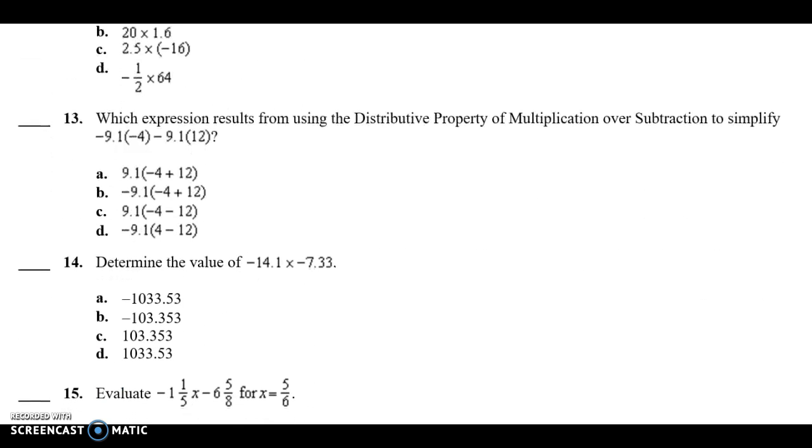Number 13. Which expression results from using the distributive property of multiplication over subtraction to simplify negative 9.1(negative 4 minus 12)? A. 9.1(negative 4 plus 12). B. Negative 9.1(negative 4 plus 12). C. 9.1(negative 4 minus 12). D. 9.1(negative 9.1, 4 minus 12).